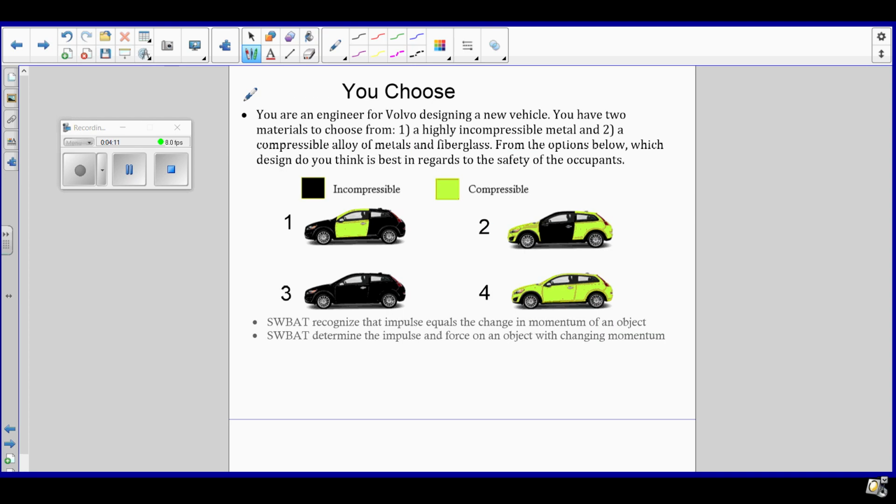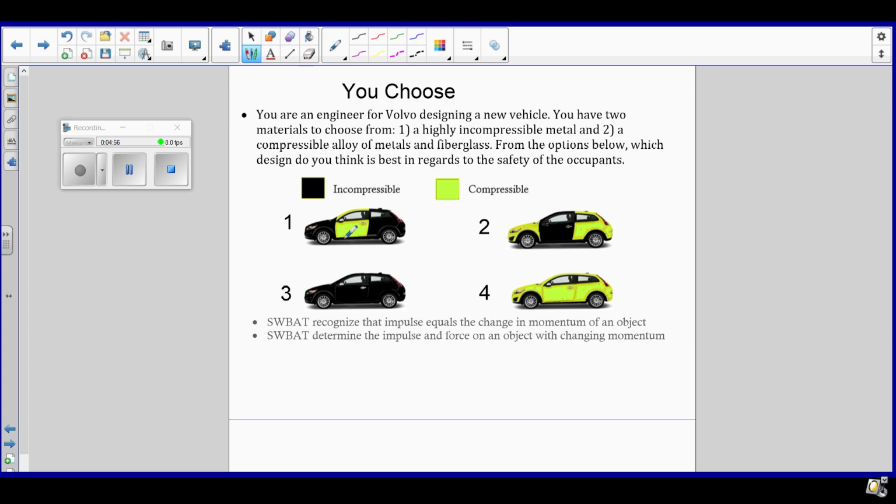Okay, go ahead and pause the video again. What you're doing here is you are putting yourselves in the shoes of an engineer who's designing a vehicle to be safest on the road. And you have these 4 different options to choose from. And they're designing the cars made of 2 different materials. So you have a very strong metal that is incompressible. So think of like steel, really strong metal, really, really hard and not very pliable. And then the yellow material, which would be more of like an alloy, more of something that is compressible, that can bend, still hard, but not quite as rigid as the incompressible material.